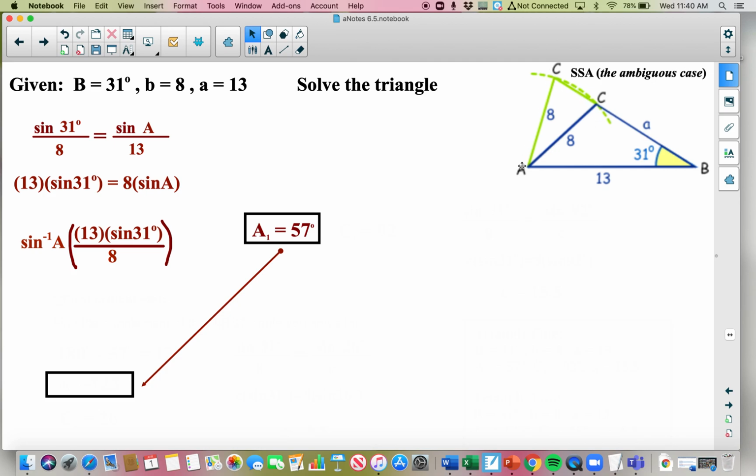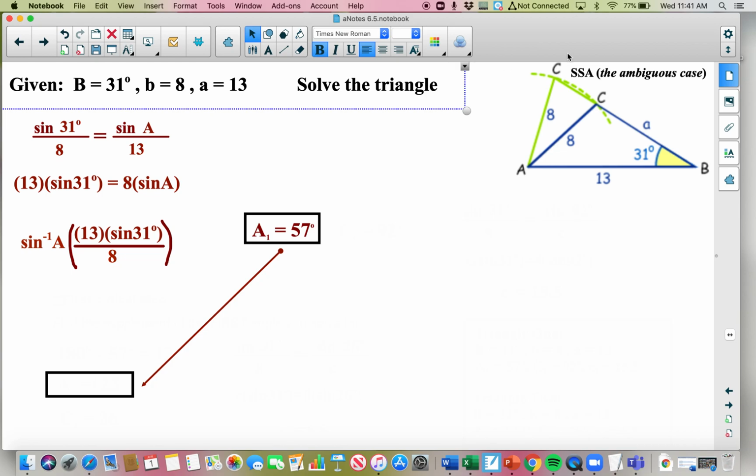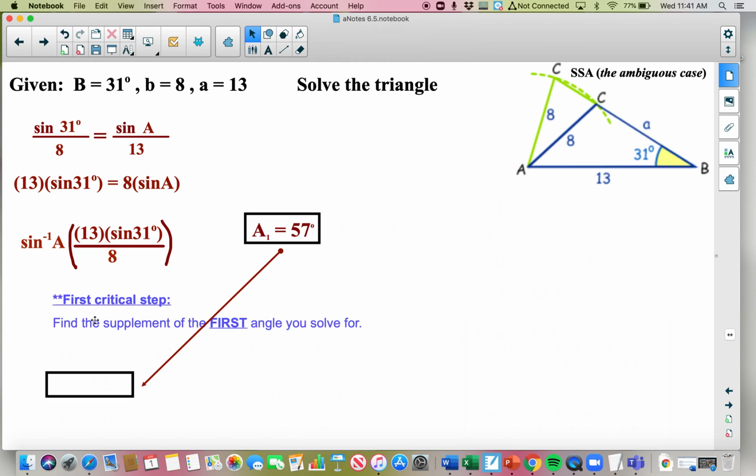Well, notice the green now, this could be a possible second triangle, which means this angle C here is way larger. And your side length of 8 is the same out here. And then, of course, your 13 and your 31. You can't change this black fixed information, regardless of your first or second triangle. So here is, again, the critical first step. I had to find angle A. There was no other option. I need to find its supplement right away. Critical first step, right? Find that supplement. So 57 degrees is what I got.